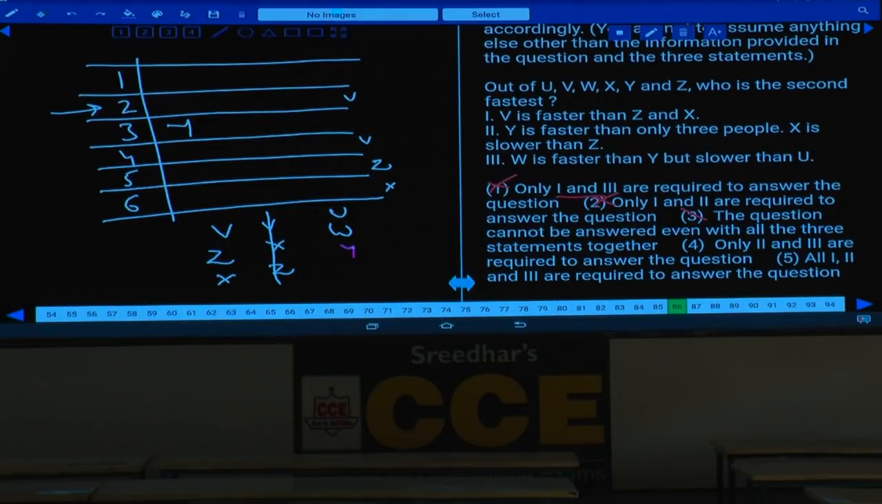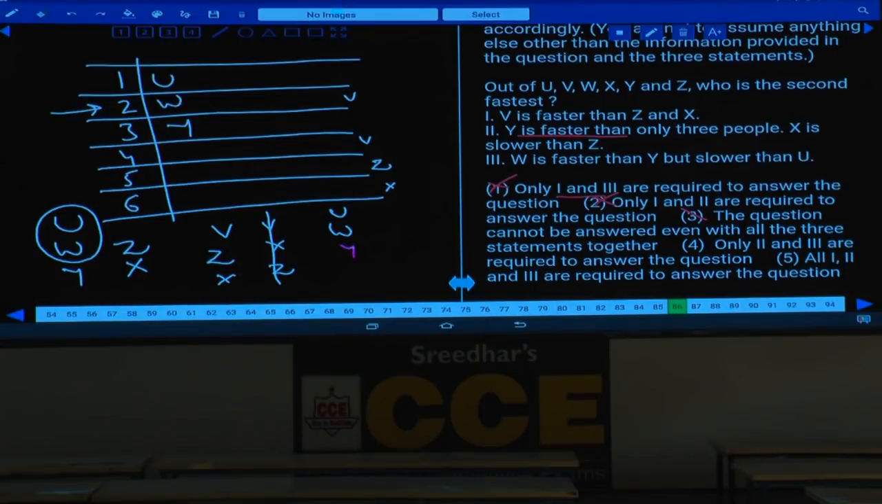W is faster than Y. And condition number 2, Y is faster than only 3 people. X is slower than Z, this is condition number 2. And condition number 3, W is faster than Y. W is faster than whom? Y. But slower than whom? But slower than U. As W is faster than Y and slower than U, before this Y, there must be 2 persons. Who are those 2 persons?